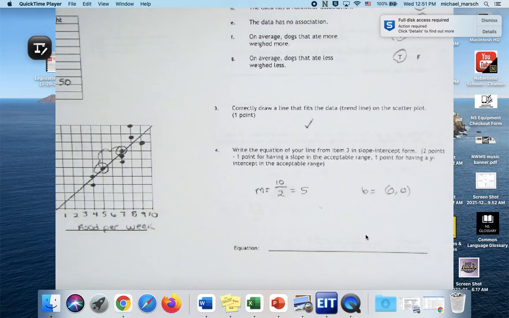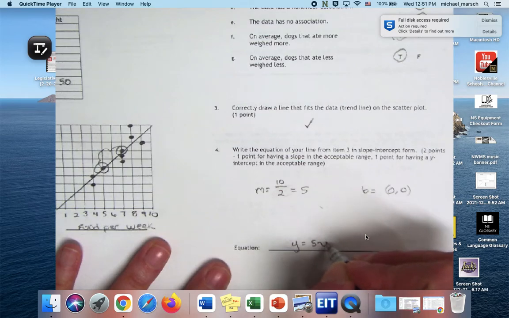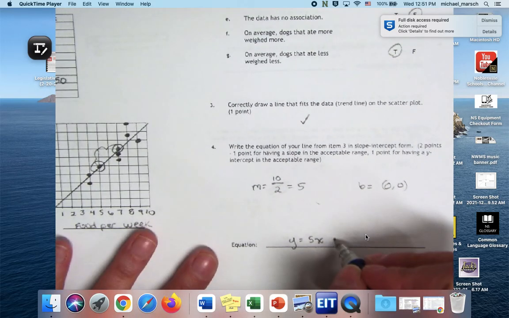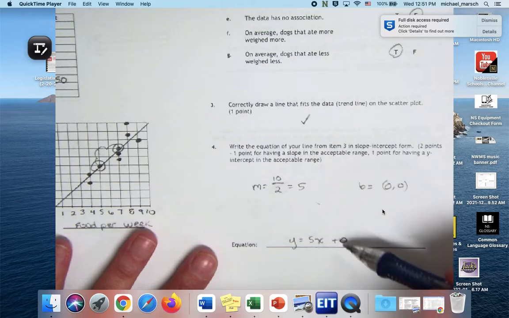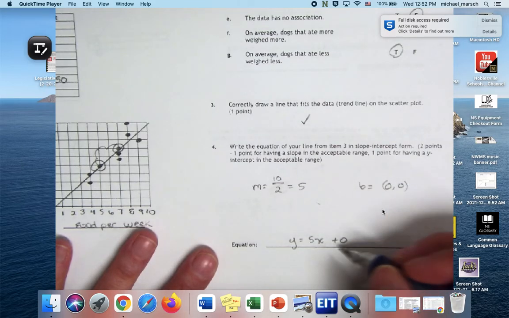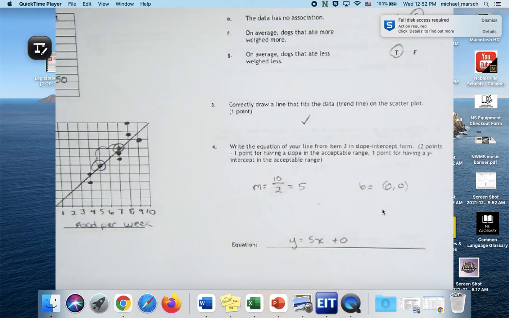Did anybody get a different slope than 10 over 2? I got 4 over 1. I got 5 over 2? Okay. Were you only went up one line? Okay. Again, as long as it matches your trend line, that's what I'm looking for. So my equation is going to be 5x, or you could put 5x plus 0 if you really want to have that y-intercept value.